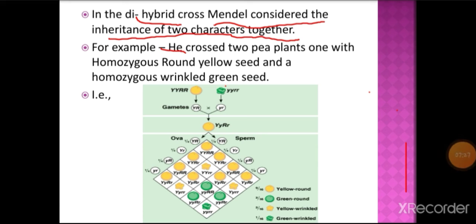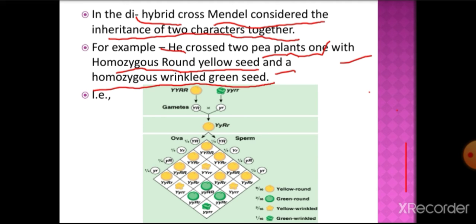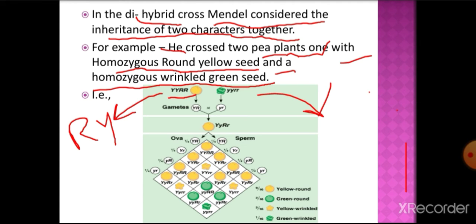Let's see, for example, he crossed two pea plants, one with homozygous round yellow seed and one with homozygous wrinkled green seed. Here you can see capital Y, R. This is round and yellow seed, round for R and yellow for capital Y. And this is small y for green and small r for wrinkled seed.